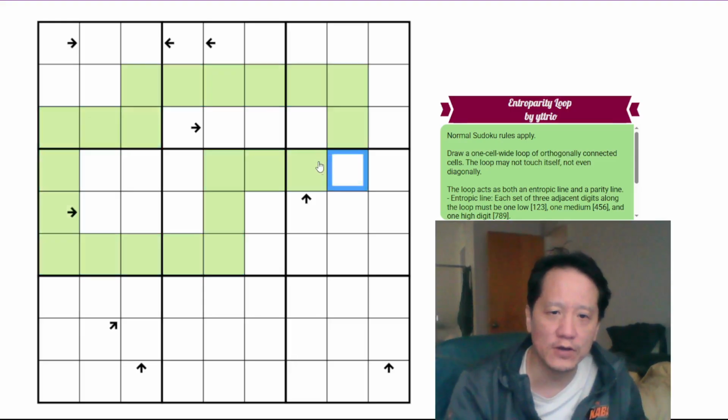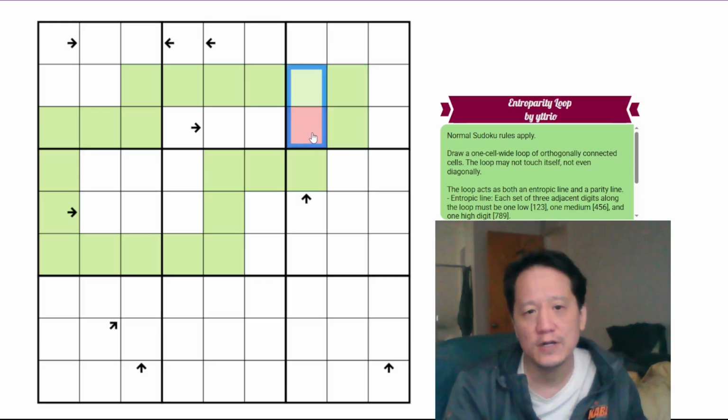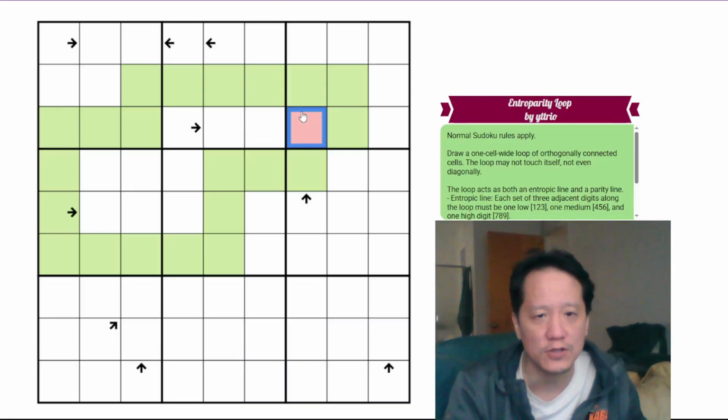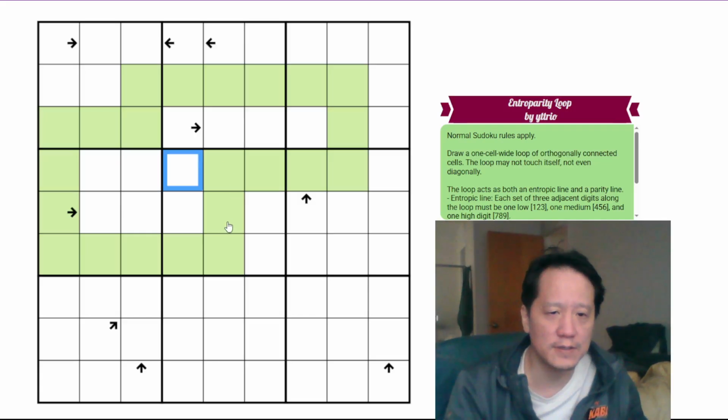One that is not valid would be something like this, because this is touching itself on an edge. It goes here, and then it touches itself here. That's why I say that every cell in the loop must share an edge with exactly 2 cells on the loop, because this shares an edge with 3 cells, and that makes it not valid.